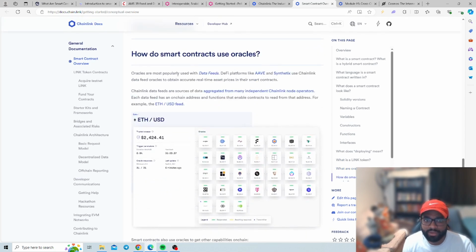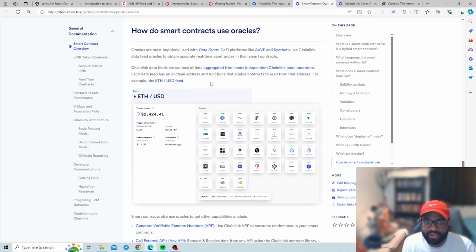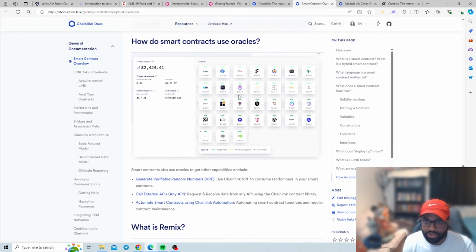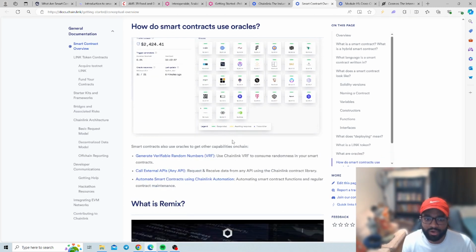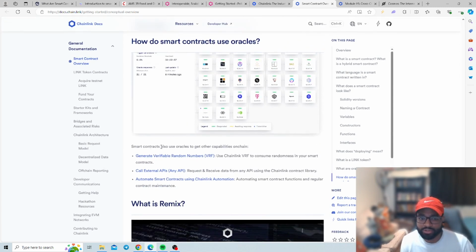How do smart contracts use oracles? Oracles are most popularly used for data feeds. DeFi platforms like Aave and Synthetix use Chainlink's data feed oracles to obtain accurate real-time asset prices in their smart contracts. Chainlink data feeds are sources of data aggregated from many independent Chainlink node operators. Each data feed has an on-chain address and functions that enable smart contracts to read from that address, for example. So it just shows all the assets you can connect to on EVM compatible ecosystems, allowing you to get access to real world data through the smart contract, with a graph and an image of that.